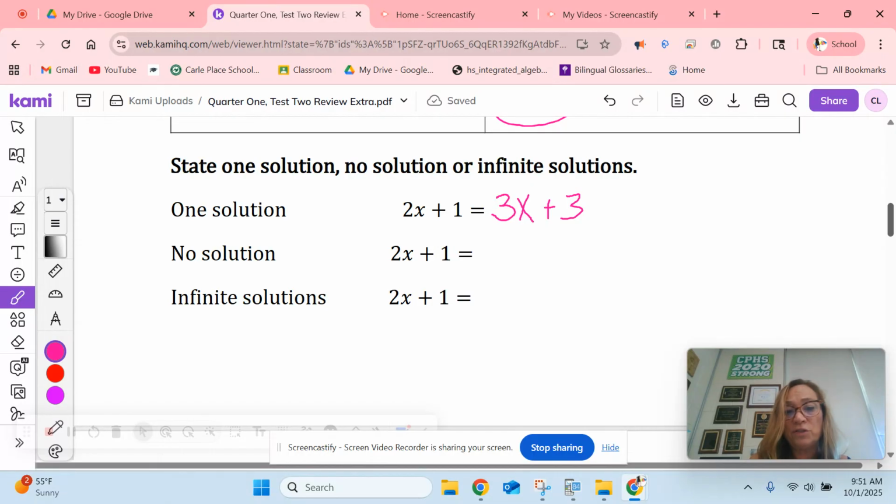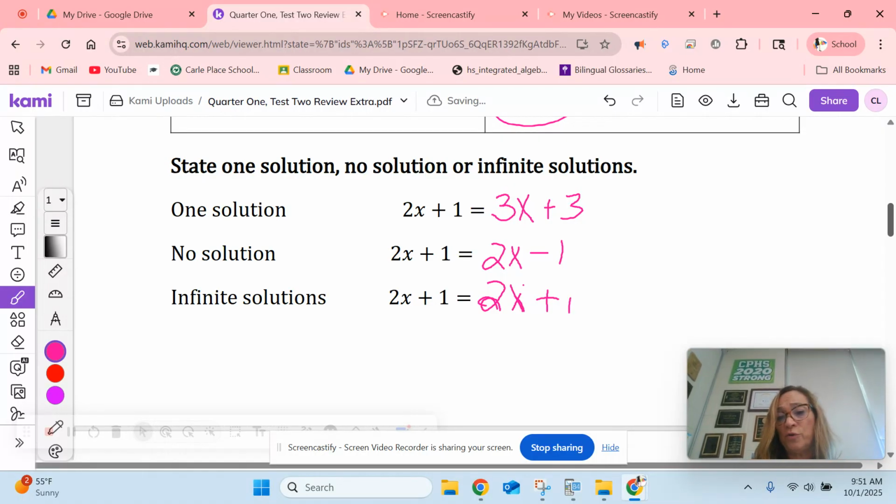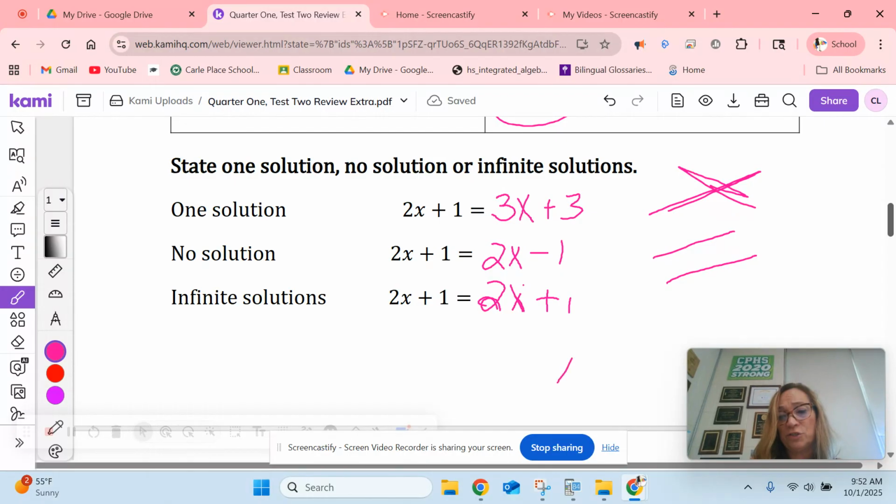Okay? So for no solution, I have to have a 2x, because you want to have the same amount of variable. And then anything other than a positive 1, because positive 1 will only equal positive 1. Now for infinite solutions, you want the same thing equal to the same thing. Okay, one solution, when you graph it, you're going to get intersecting lines. No solution, when you graph it, you're going to get parallel lines. And infinite solutions, when you graph it, you're going to get one line on top of the other. Yeah, I have to get a better pen. Use your calculator, it'll help.